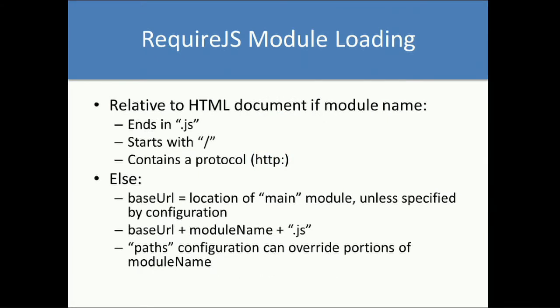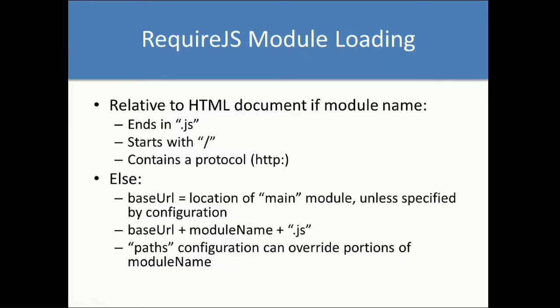So these are some basic module loading rules for RequireJS. They're loaded relative to the HTML document that's loading them, or depending on them. If you actually put a .js at the end, or it starts with the slash, or contains the HTTP, then it's not really relative. It's just going to load it from wherever the URL is. So you generally start your module names with a plain character and not a dot or a slash. Otherwise, it uses this whole concept of a base URL, which is the location of the main module, which in our case was calc.js, and basically builds up base URL plus module name plus .js. And you can use the paths configuration to override that if you need to.